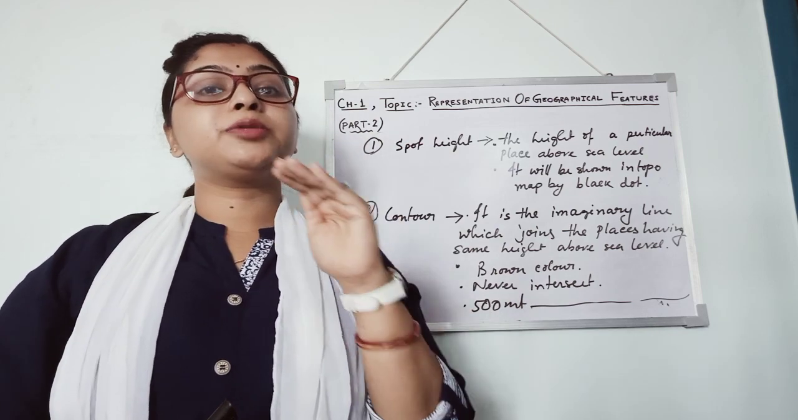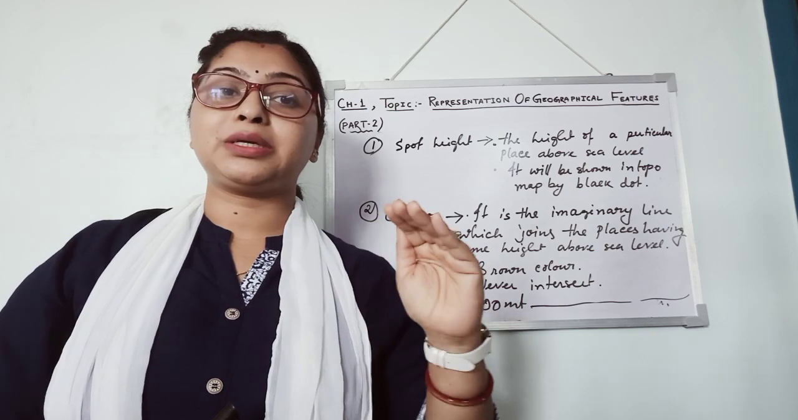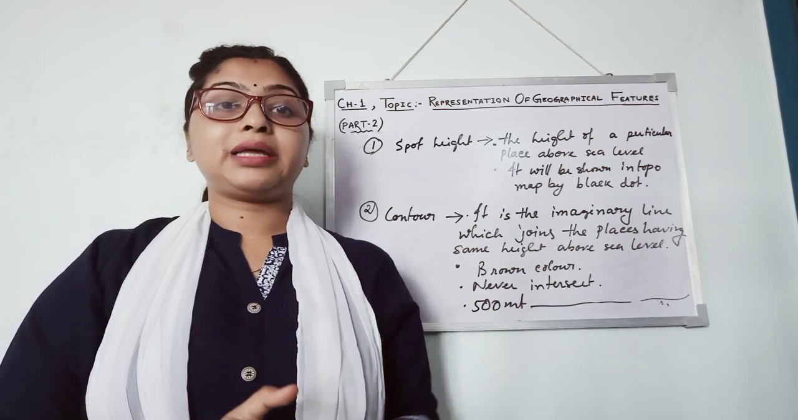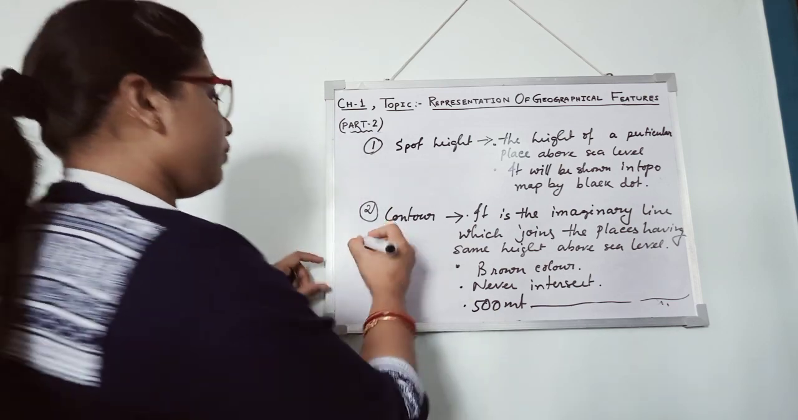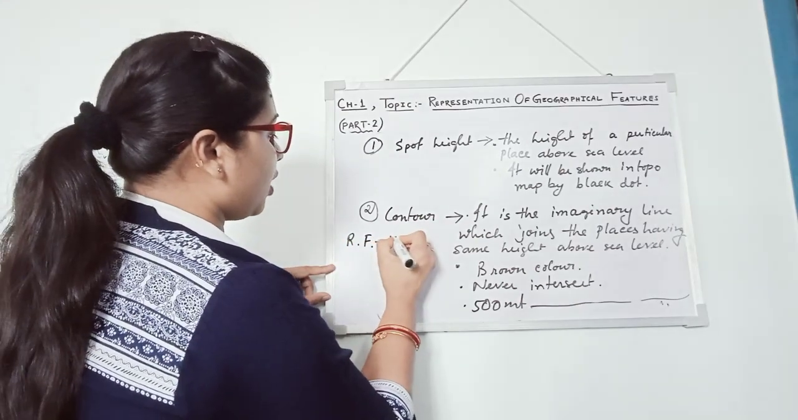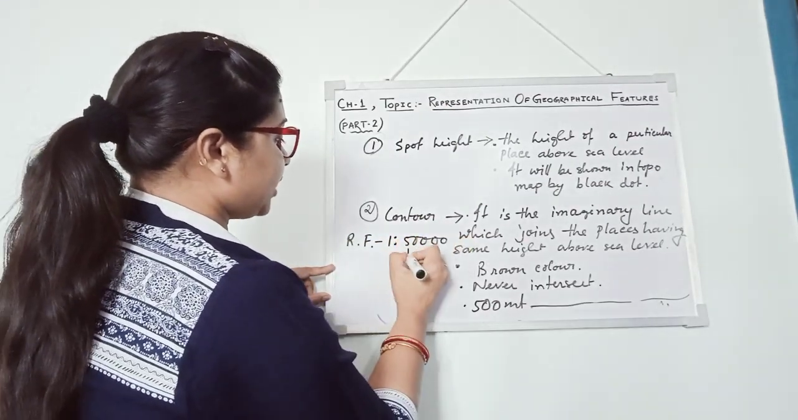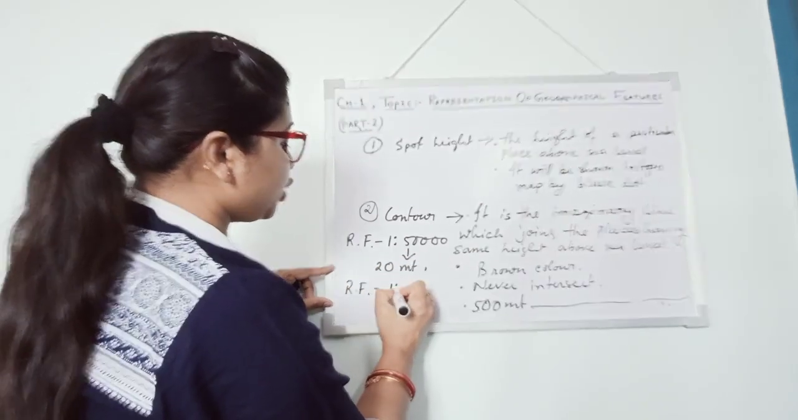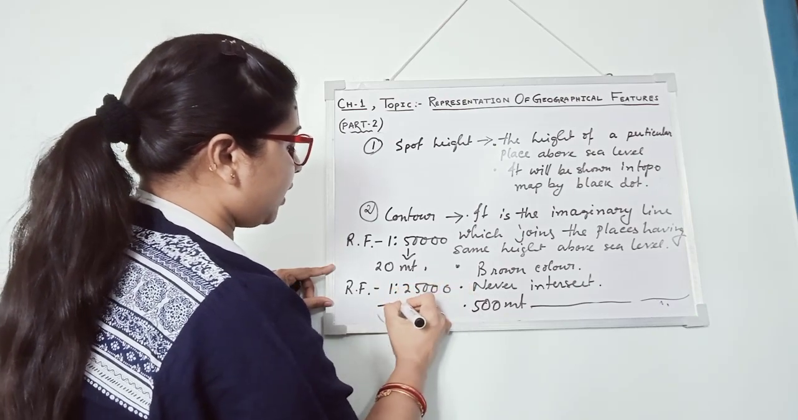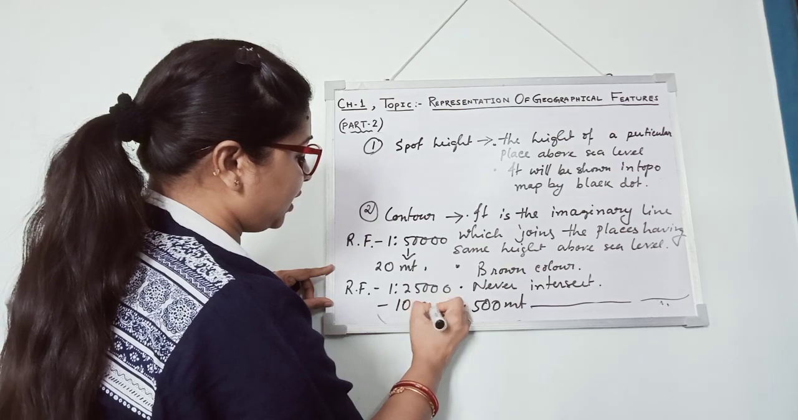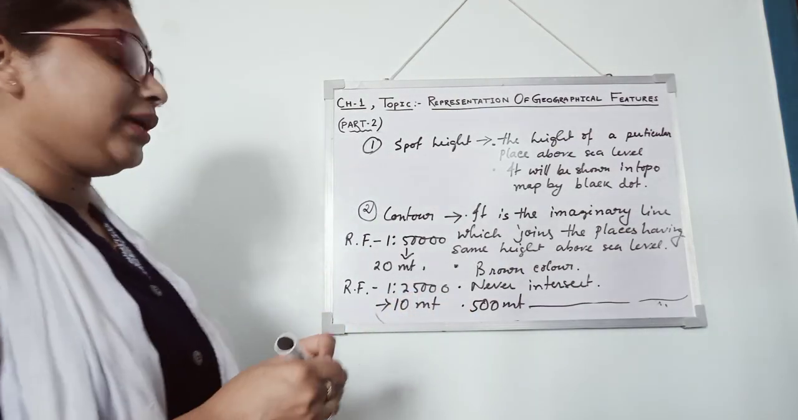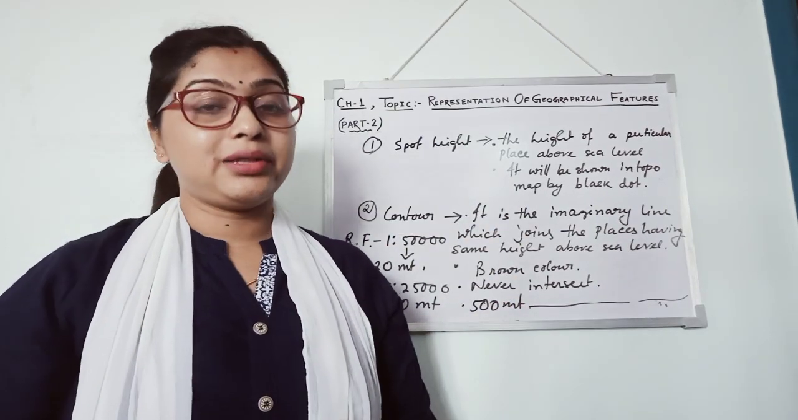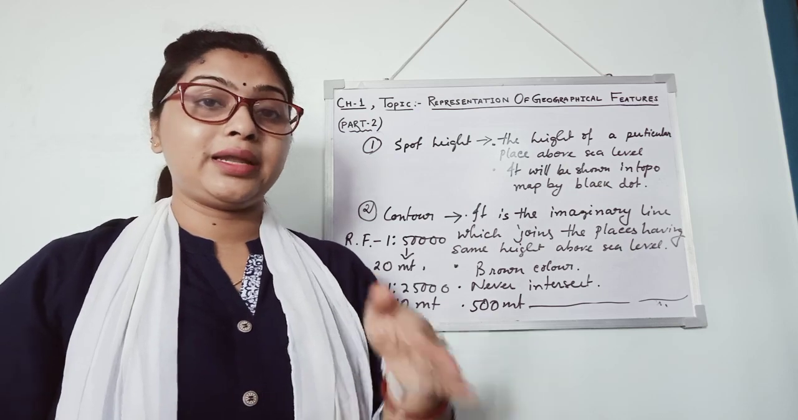Contours are placed after a particular interval, which is known as the contour interval. How can we take this particular interval? Basically, where the RF is 1:50,000, the interval will be 20 meters, and where the RF is 1:25,000, the interval will be 10 meters. Okay, and how does it change? It actually increases towards the inner part and decreases towards the low land.